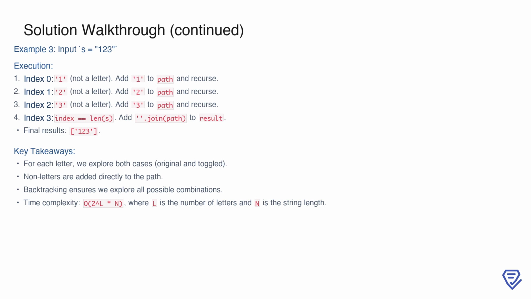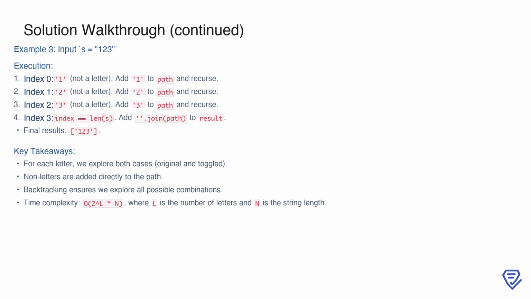When the index equals the length of the string, we join the path into a string and add it to the result. Since there are no letters in the input, the result is simply 123. This example highlights that when there are no letters in the input, the result contains only the original string. The key takeaways from these examples are that we explore both cases for each letter using recursion, add non-letters directly to the path, and use backtracking to systematically explore all combinations.